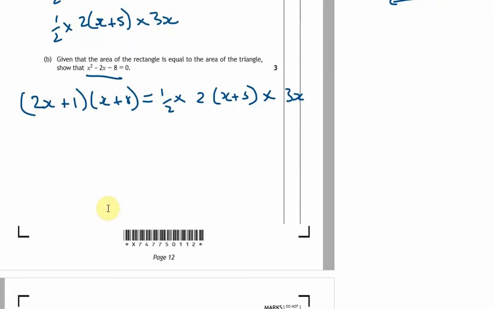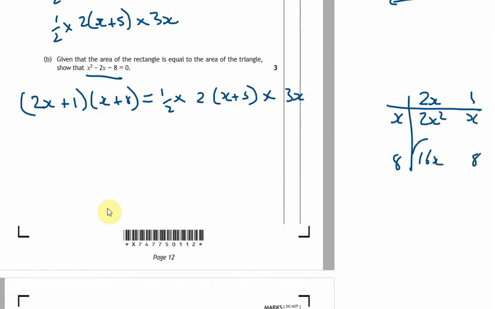So let's start multiplying things out. I'll do the left hand side first. I've shown people before, I like this little table where I do 2x plus 1 and x plus 8. People like to do FOIL, but I quite visually like to just see it like this. So that's 2x squared, that's x, that's 16x, and that's 8. And then I'm going to add my x terms together. So that's going to give me 2x squared plus 17x plus 8.